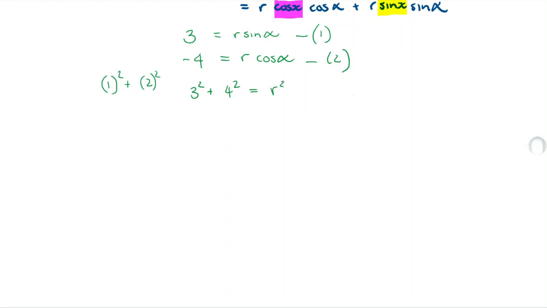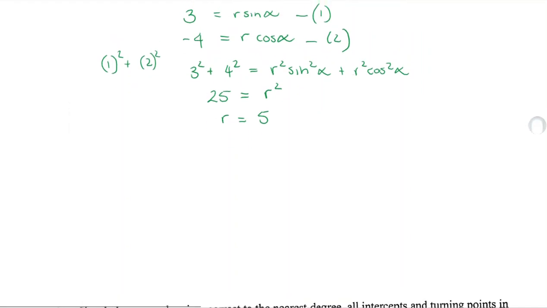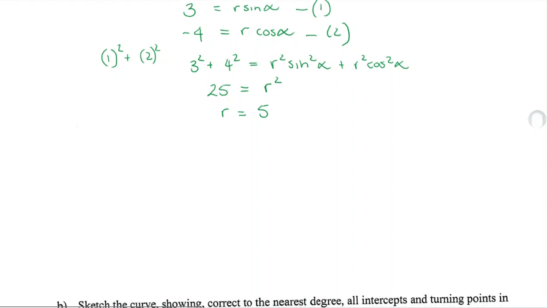And r squared sine squared alpha plus r squared cos squared alpha. Okay, 3 squared plus 4 squared makes 25. Factorize the r squared out and the sine squared plus cos squared disappears. Square root the r to find that r is 5. Yeah, positive 5 because we squared. The negative will come up in the next one.